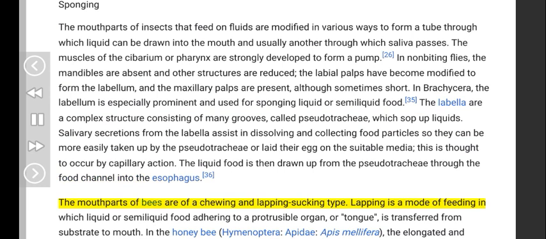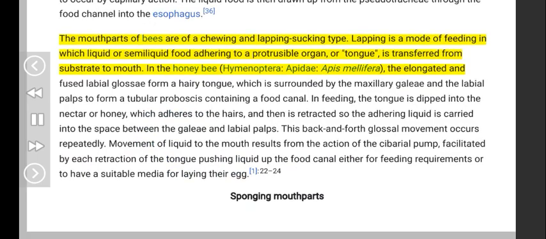36. The mouthparts of bees are of a chewing and lapping-sucking type. Mode of feeding in which liquid or semi-liquid food adhering to a protrusible organ, or tongue, is transferred from substrate to mouth.